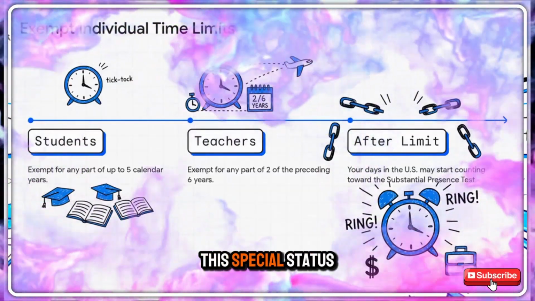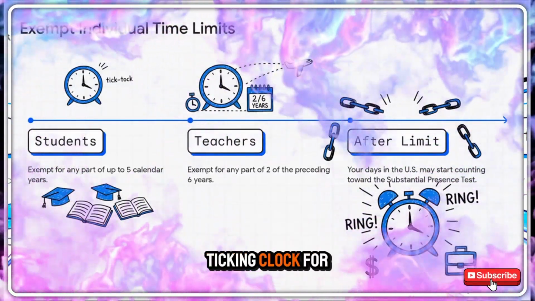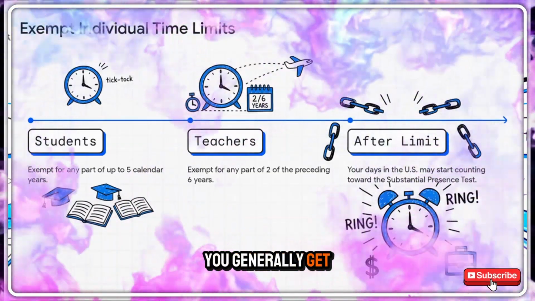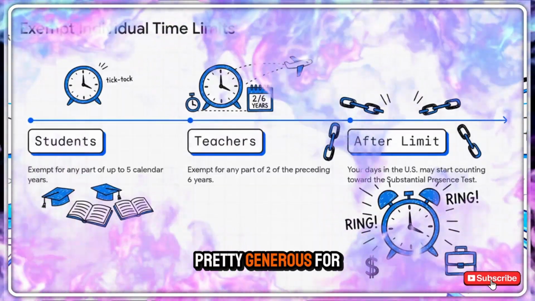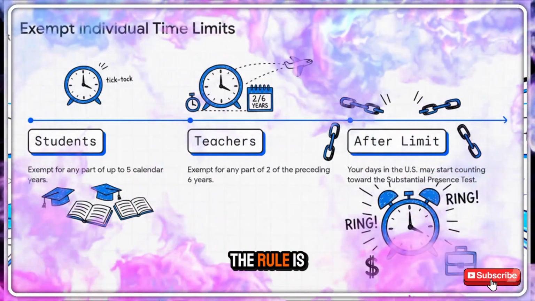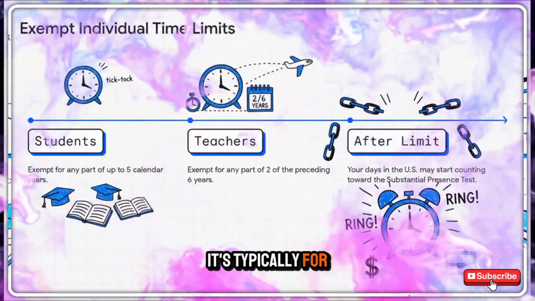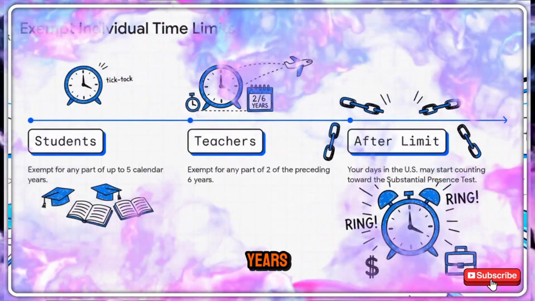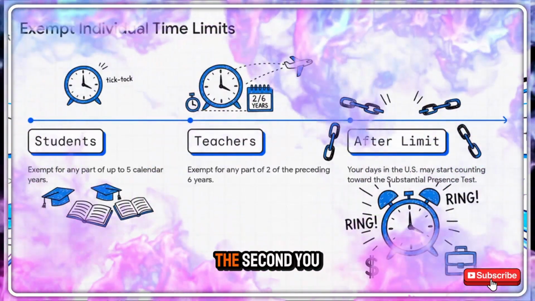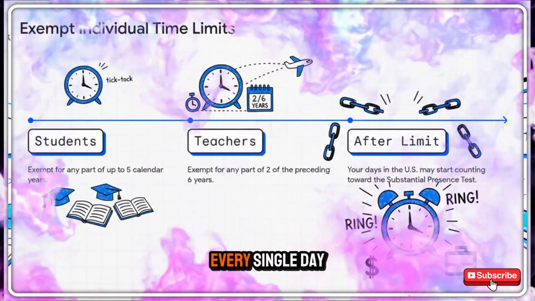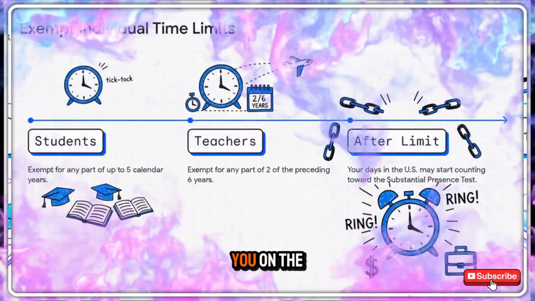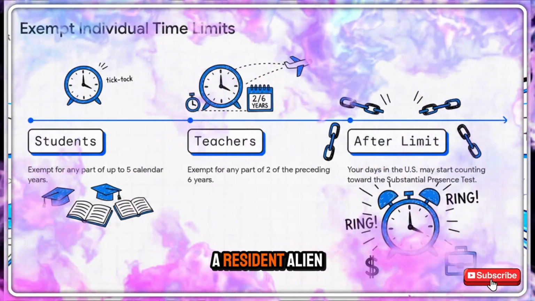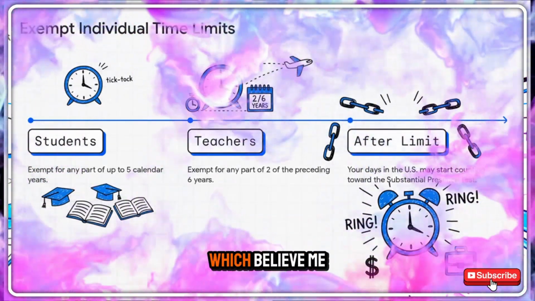Yeah, this special status isn't permanent. There is a ticking clock. For students, you generally get to exclude your days for up to 5 calendar years. Pretty generous. For teachers and trainees, the rule is a little different. It's typically for 2 out of the last 6 years. But here's the catch. The second you cross that time limit, every single day you spend in the US starts counting. And that puts you on the fast track to becoming a resident alien for tax purposes, which, believe me, changes the whole game.